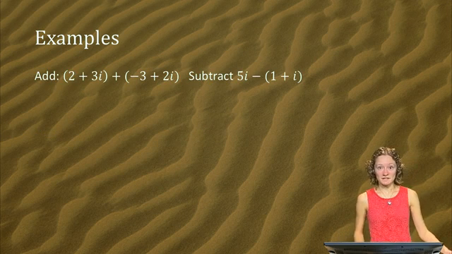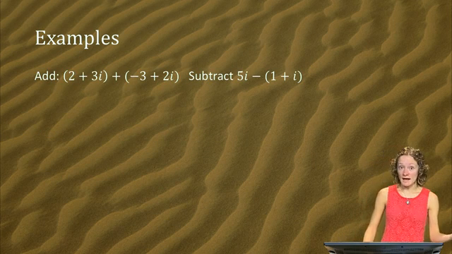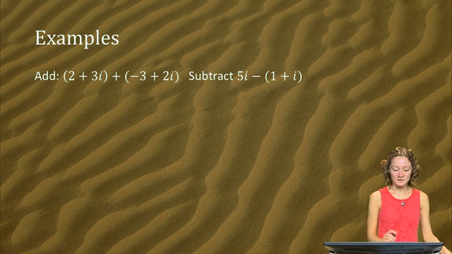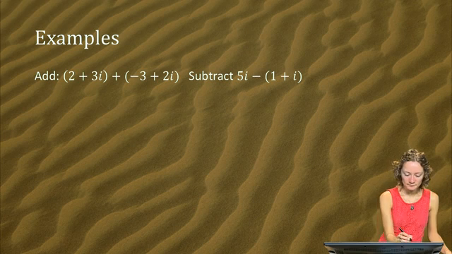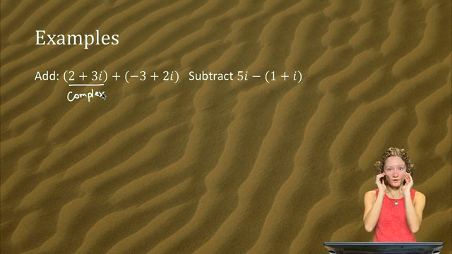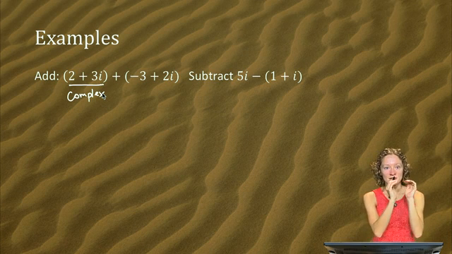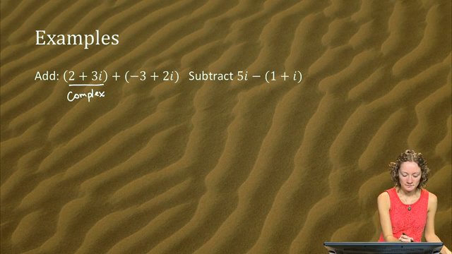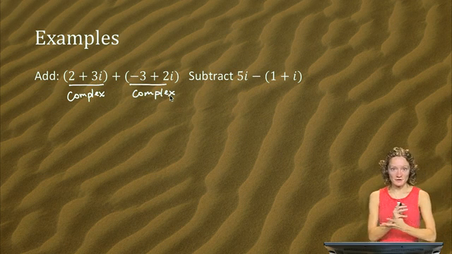The second objective is add, subtract, multiply, and divide complex numbers. So, an addition problem. This is typically how you'll see the problems presented. The reason they have parentheses is so that you can clearly see there is a first complex number and then a second complex number. This is a complex number and this is a complex number. And you're adding them together.